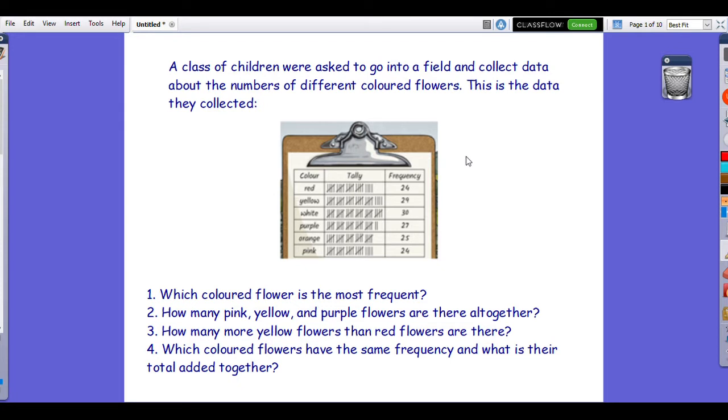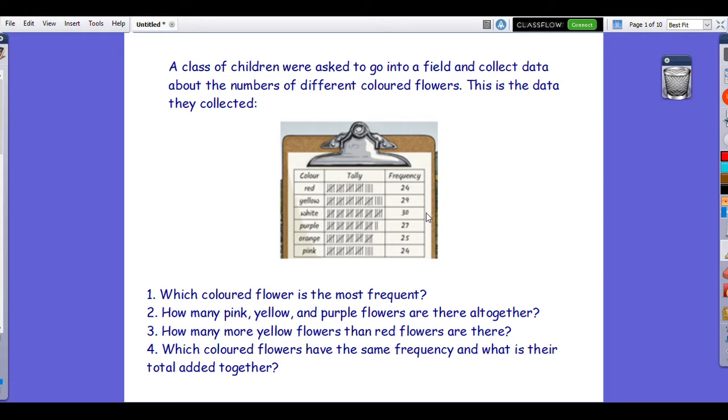Okay. So the first question you've got on your remote learning sheet there is this one. It says, a class of children were asked to go into a field and collect data about the numbers of different coloured flowers. This is the data they collected. Now, it's ever so slightly blurry, I'm sorry about that, but hopefully you can see the tally chart here and then the totals along the right-hand side here. You've got 4 questions to answer about this data.